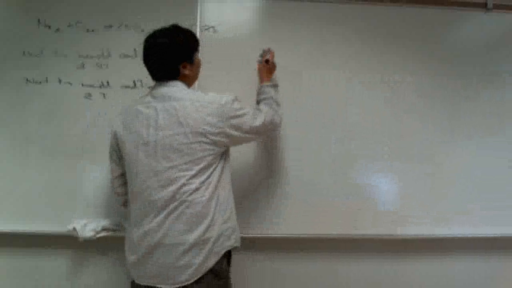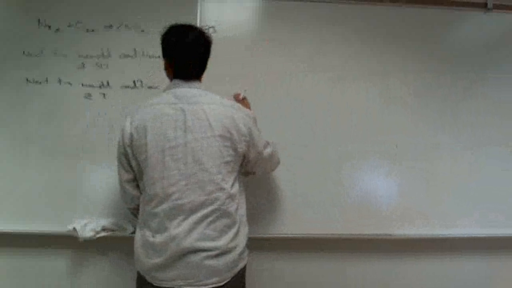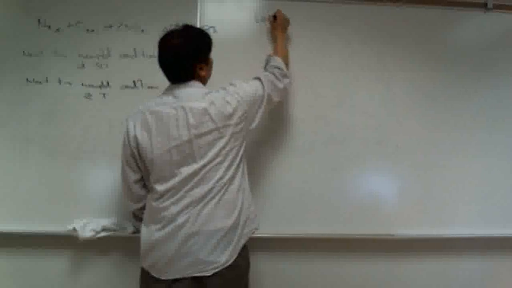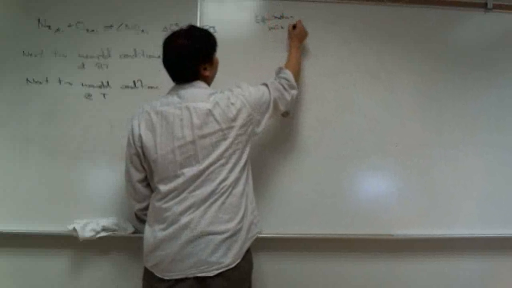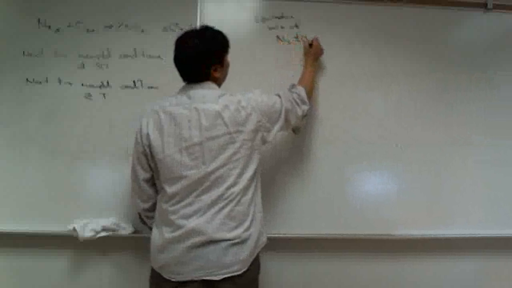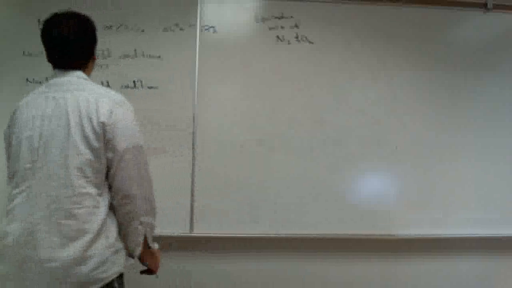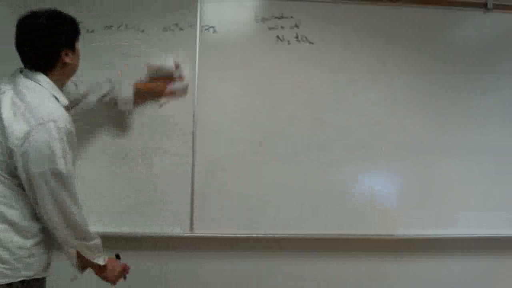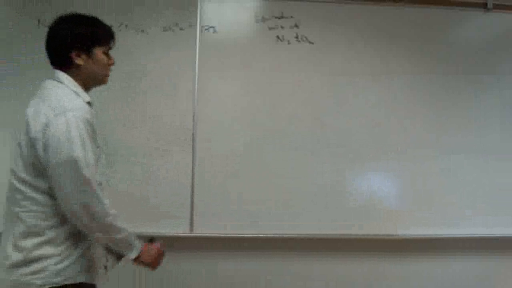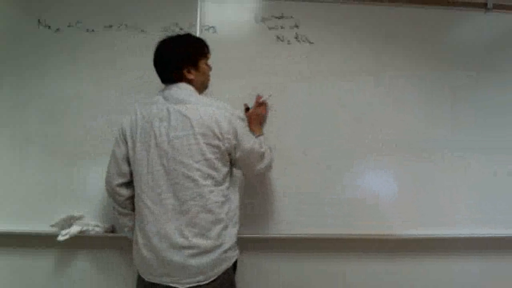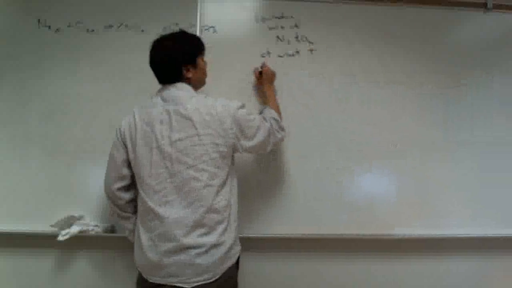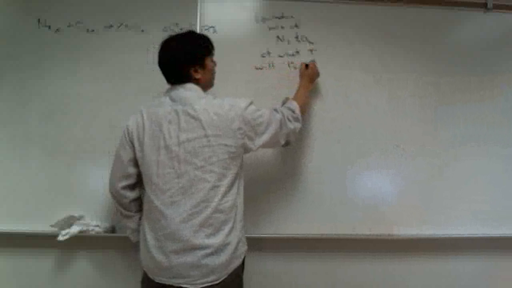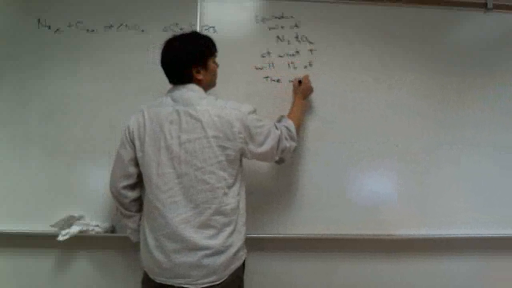Number 77 says an equimolar mixture of N2 and O2 is allowed to react, and they're asking at what temperature will 1% of the mix be reacted.